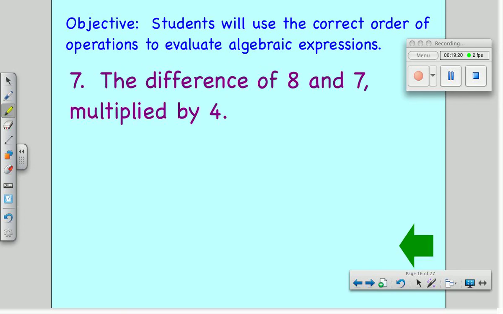Now here, let's look at this one and try to decipher this one. The difference of 8 and 7. So your vocabulary here, difference, means to do what? Hopefully you remembered, subtract. So we have difference of 8 and 7 multiplied by 4. I'm going to put these in parentheses just so that I make sure I remember I'm grouping those together and doing those first. Okay?